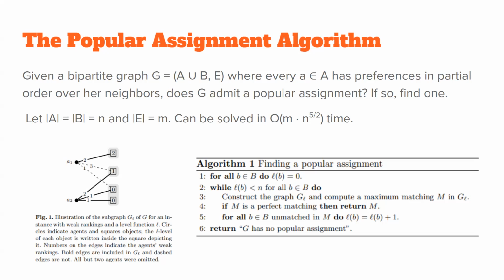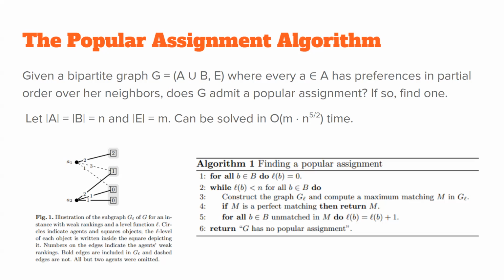Thus, we can see in the subgraph in the figure, the subgraph GL, where every agent has an edge to her favorite highest level neighbor and her favorite neighbor one level below, provided that the neighbors one level below are preferred to the higher level neighbors. So algorithm 1 shows the algorithm for solving the problem in polynomial time.